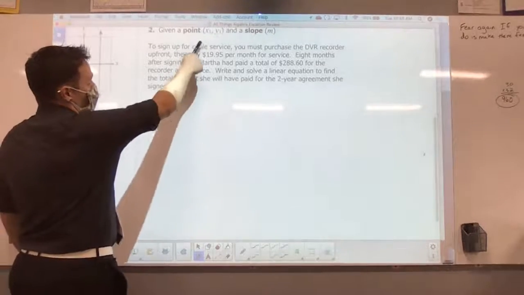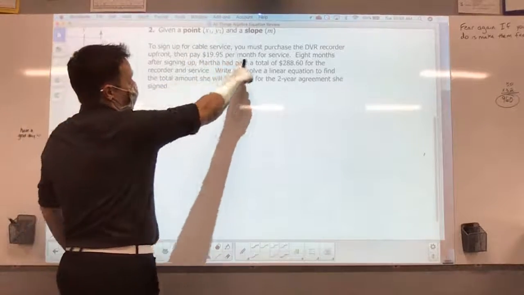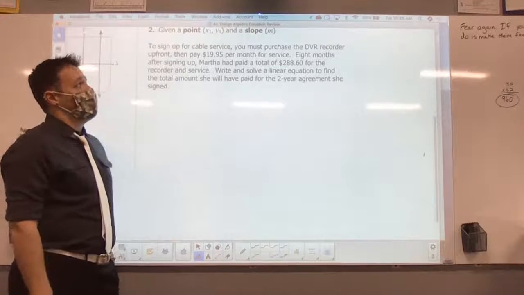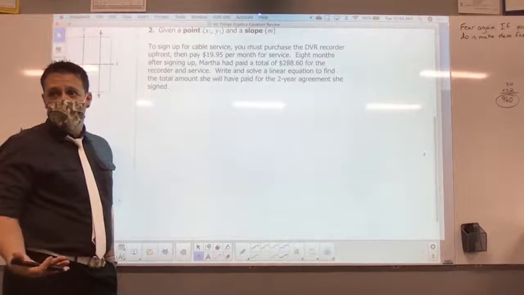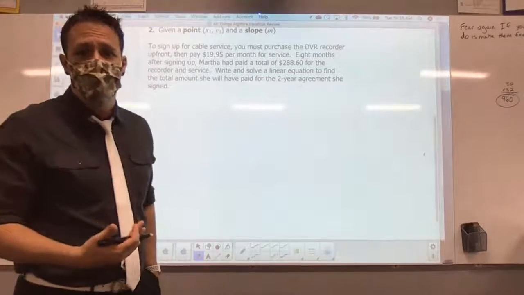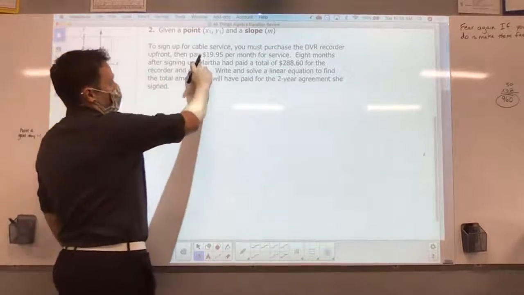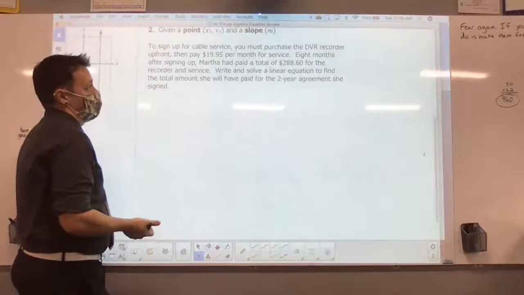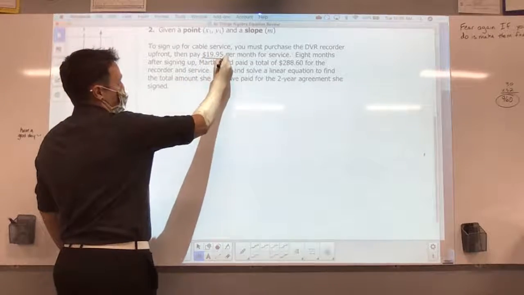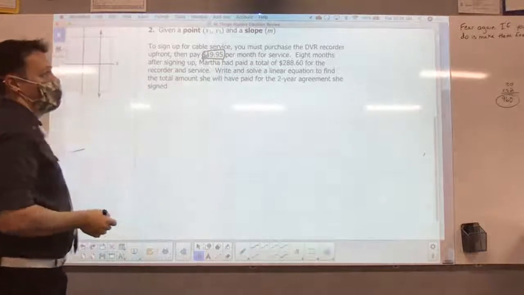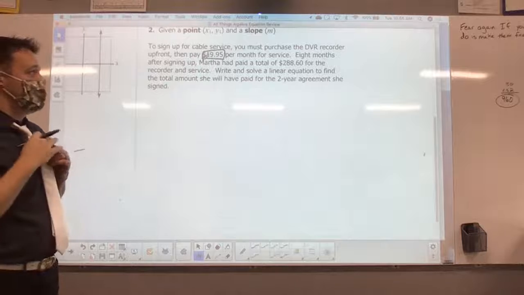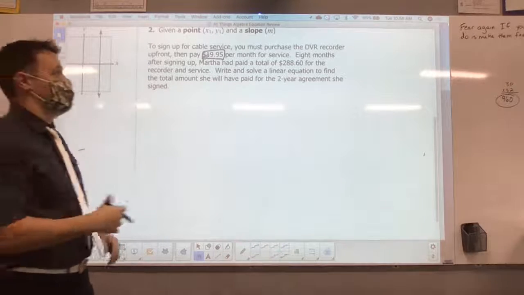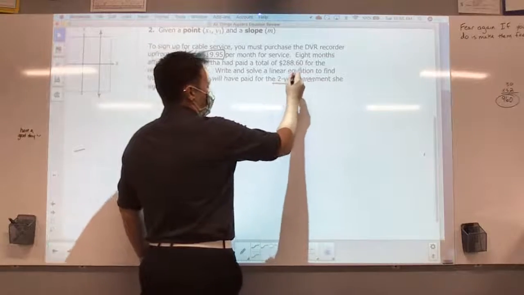All right, so we have a point and a slope. So you sign up for a cable service. You must purchase a DVR recorder up front. The problem is it doesn't tell us how much the DVR recorder is up front. Okay? So what you do is then they pay $19.95 per month for the service. And then after 8 months, Martha has paid $288.60. Write and solve a linear equation to find the total amount she will pay on her 2-year agreement.